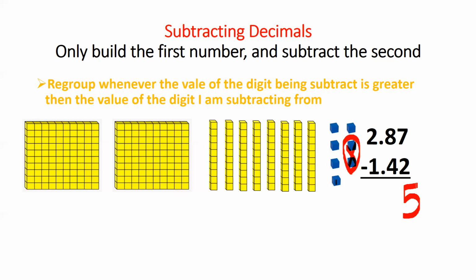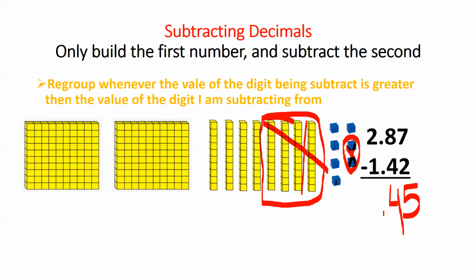And how about the tenths place? I have 8 tenths, and you take away 4. So I have 8 rods here, right? 1, 2, 3, 4, 5, 6, 7, 8. And then you take away 4 rods for the 4 tenths. So you cross them out, and then how many rods are left over? 1, 2, 3, 4. Okay, 4 left over, and then you write down the decimal point here.